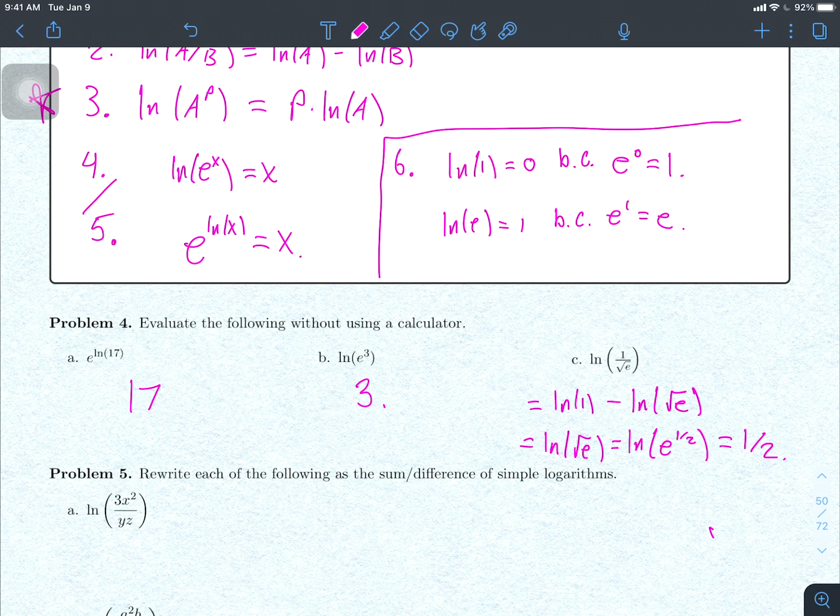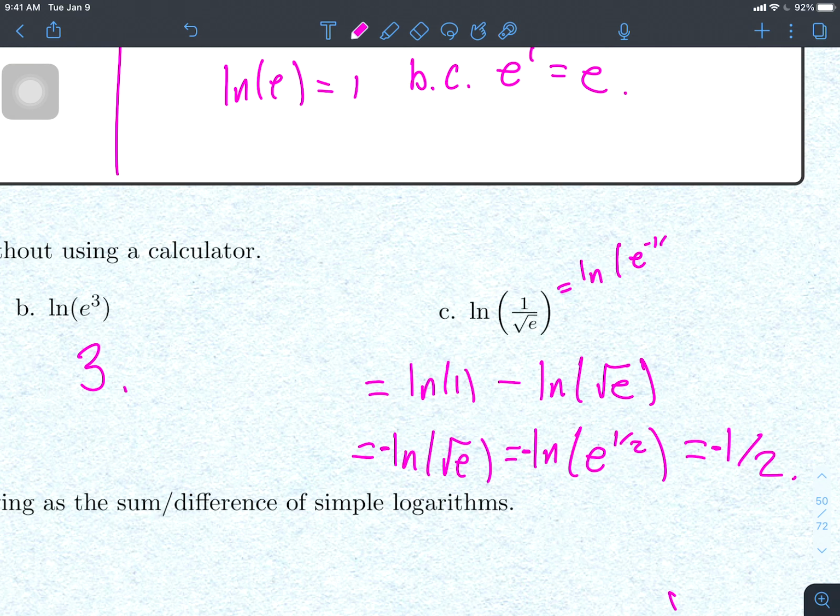You could also just rewrite this initially as ln of e to the negative 1/2, because dividing by a square root is the same as a negative 1/2 power. So you can use rules 2 and 4 combined, or you can just use rule number 4 if you know how to rewrite a square root like that from the start. Any questions on these 3 problems? Okay, fairly simple stuff.